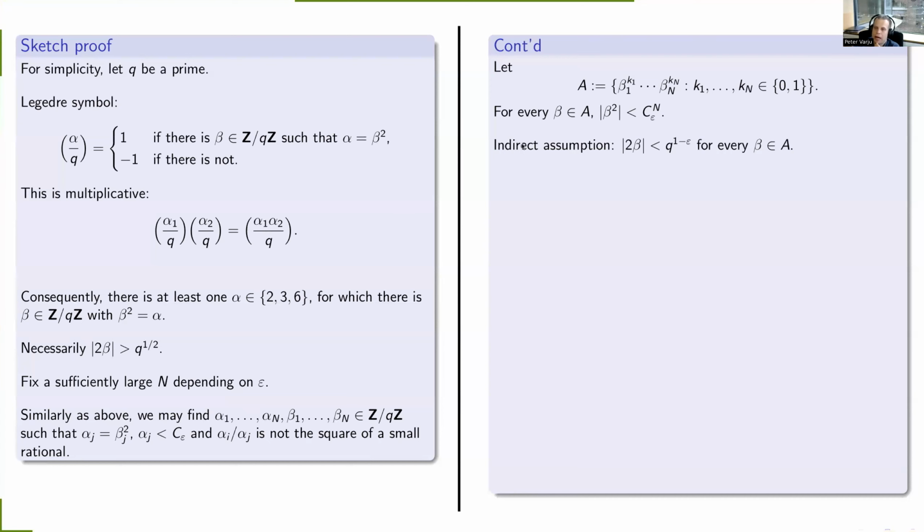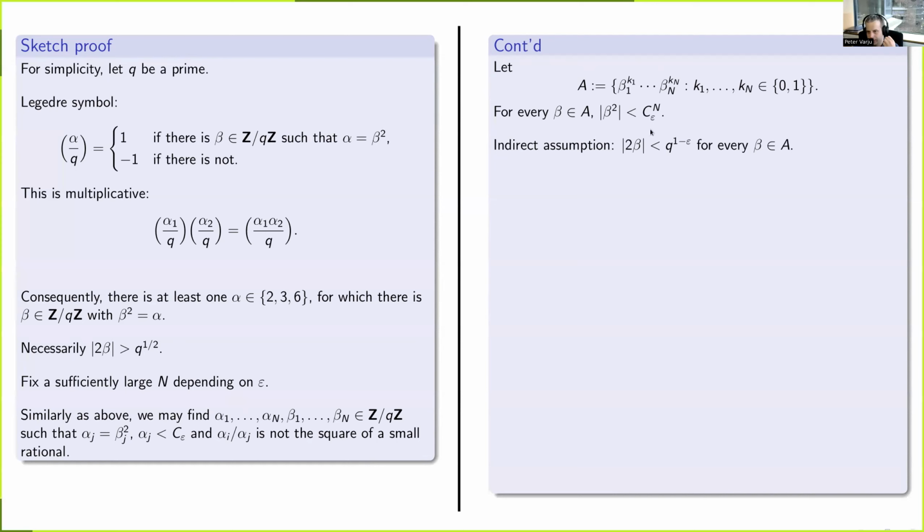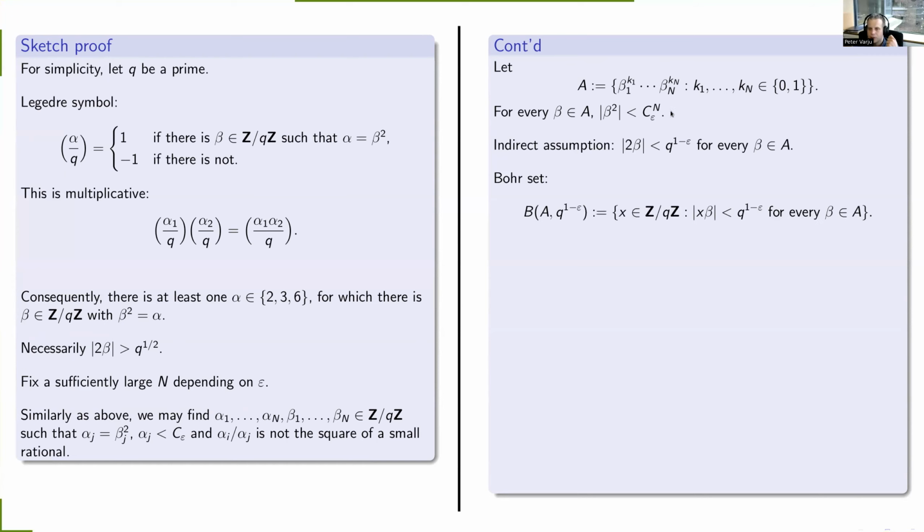Okay, so I will suppose to the contrary that I'm not so lucky and I can't find a suitable beta where 2 times beta would be big enough. So I make the assumption that for all of these choices of beta, 2 times beta is going to be smaller than q to the 1 minus epsilon. Okay, and then I will use a little bit of additive combinatorics.